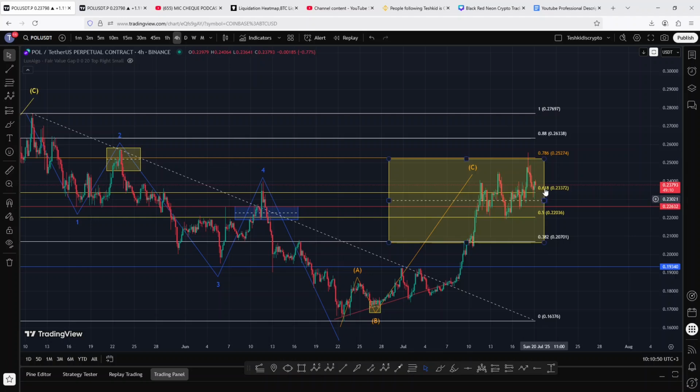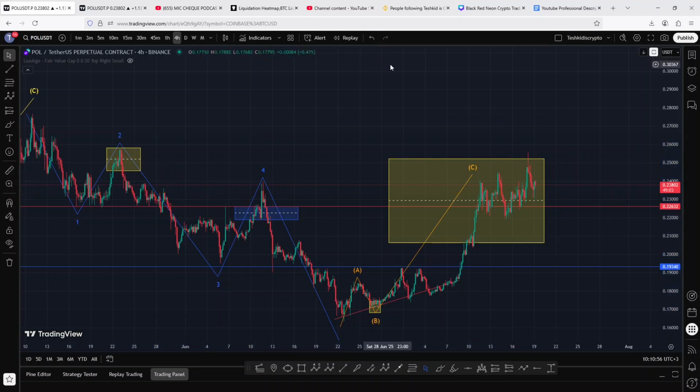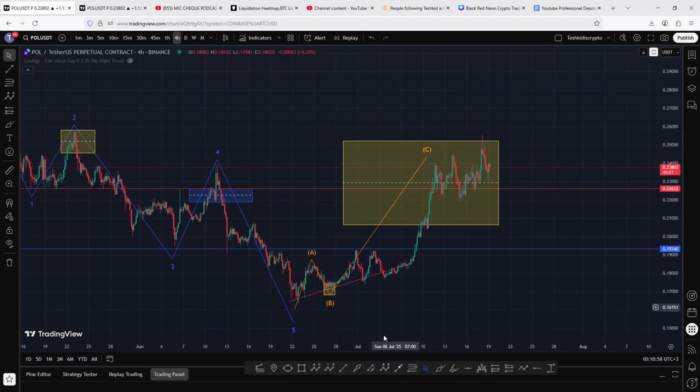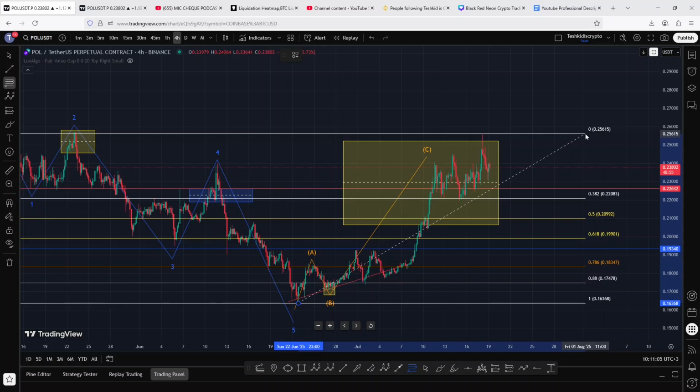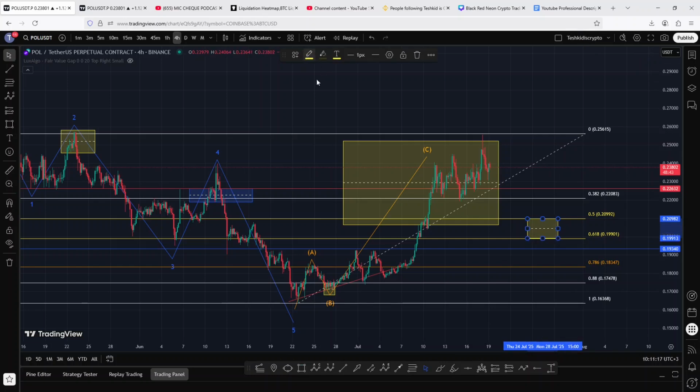So in case we get rejected over here, then I will be expecting a pullback in the next coming days, which can first find support within the golden pocket, and we can mark the golden pocket of this bounce over here, which lies between the 0.20992 and the 0.199, and I can change the color of that target area.